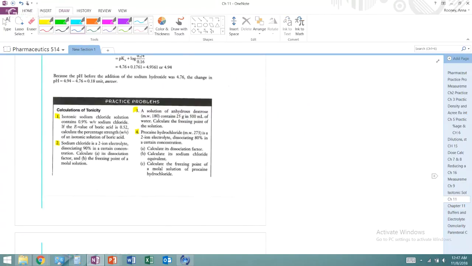So to read the question. Procaine hydrochloride with a molecular weight of 273 is a 2-ion electrolyte dissociating 80% at a certain concentration. So we first have to calculate its dissociation factor, then we have to find its E value, and then we have to find the freezing point of a molal solution of procaine hydrochloride. So let's do this, people.